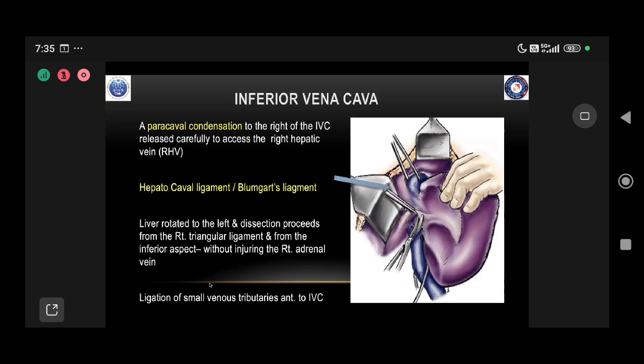Also, the short hepatic veins are small tributaries just anterior to the IVC, which drain directly from the liver into the cava. Again, once you identify and ligate them, this approach is quite safely done. But if not, again, small openings directly into the cava can lead to notorious bleeding.